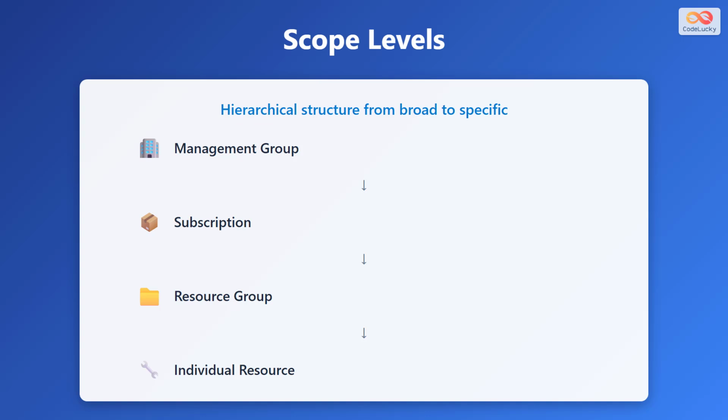Scope defines where your role assignments apply and follows a hierarchical structure. At the top is the management group level, which can contain multiple subscriptions. Below that is the subscription level, which is your billing boundary in Azure. Next is the resource group level, which is a logical container for related resources. And finally, the individual resource level applies to specific resources like a virtual machine or storage account. Permissions assigned at higher levels automatically flow down to lower levels, so a role assigned at the subscription level applies to all resource groups and resources within that subscription.